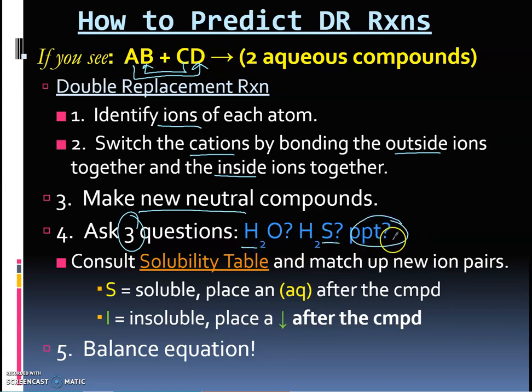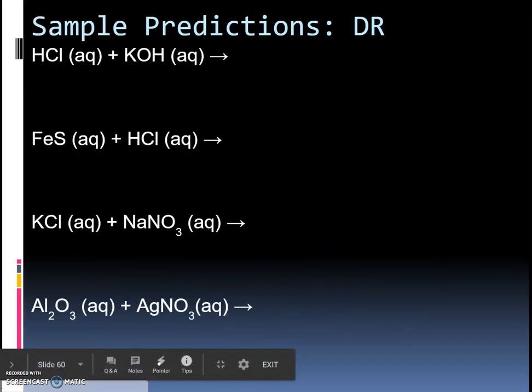Okay, how do you tell if it's a precipitate? You look at the solubility table. The S means soluble, the I means insoluble, and then if it's successful, balance. If not, it's no reaction. Okay, so let's try a couple out.